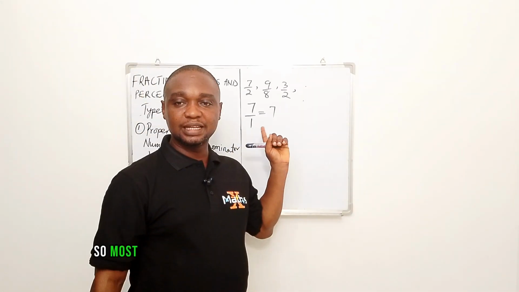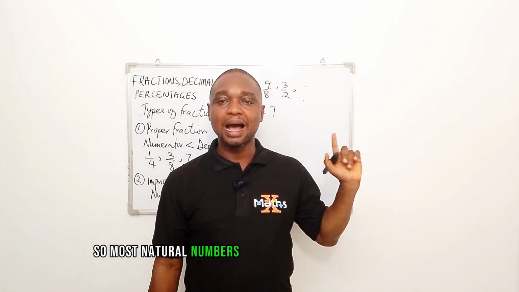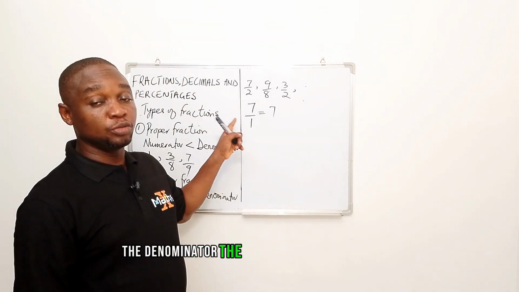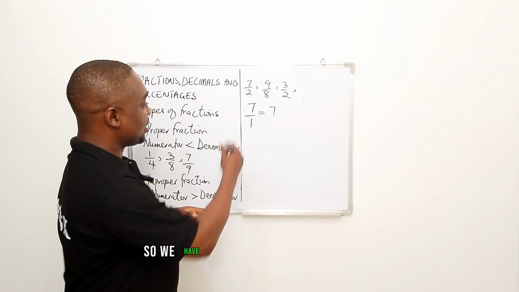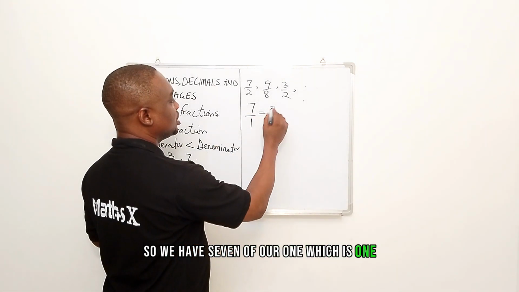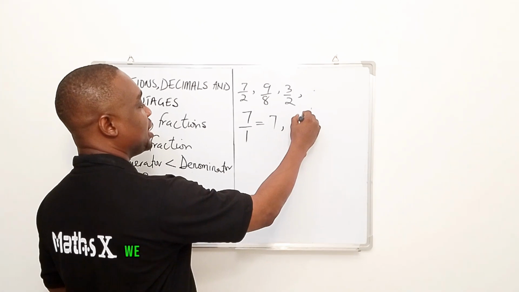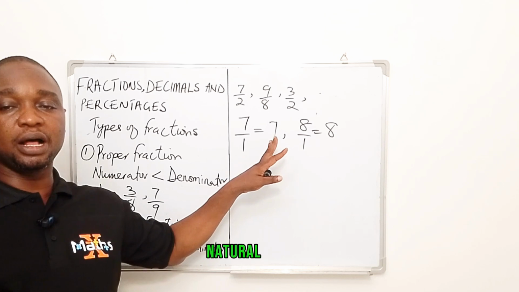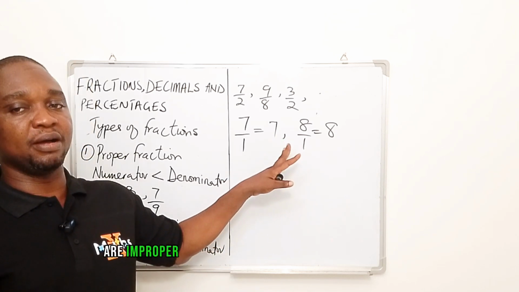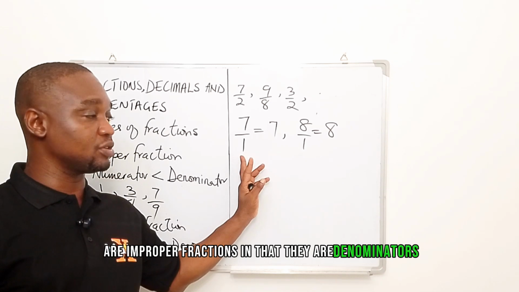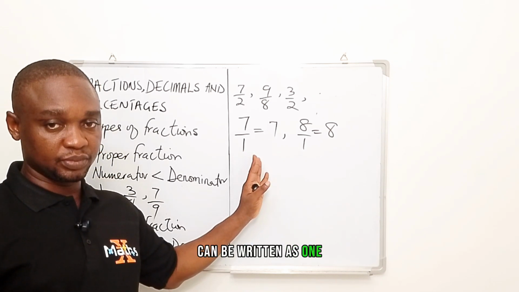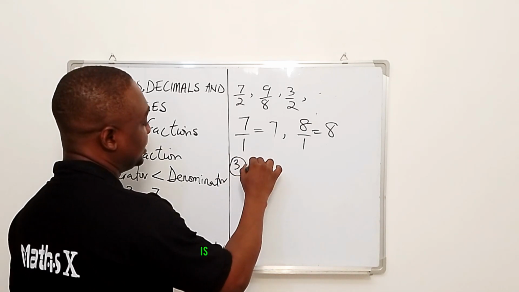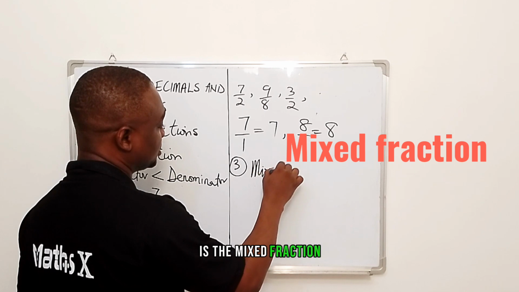So most natural numbers are improper fractions because the denominator is always 1. So we have 7 over 1, which is 7, I mean to say. We have 8 over 1, which is 8. So most natural numbers are improper fractions in that their denominators can be written as 1. The next kind of fraction I want us to talk about is the mixed fraction.